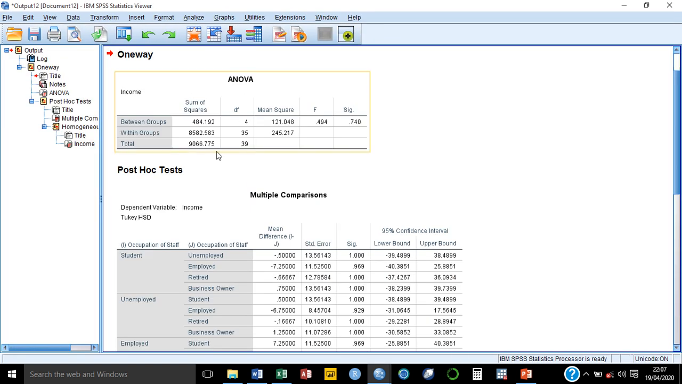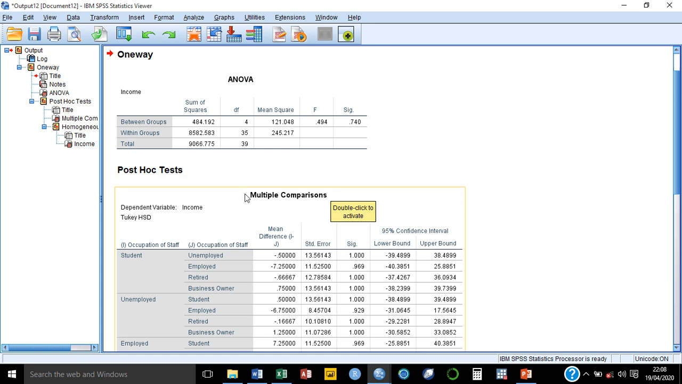Alright, so this is my ANOVA table. It's very short. I have between groups, within groups, degree of freedom, mean square, my F, then my significance value, the p-value, telling me to accept the null hypothesis, which states that there is no significant main difference between the levels of occupation, as student, employed, and so on. So the income across these is not significant. The main difference between these levels of occupation is not significant when you talk of their income.